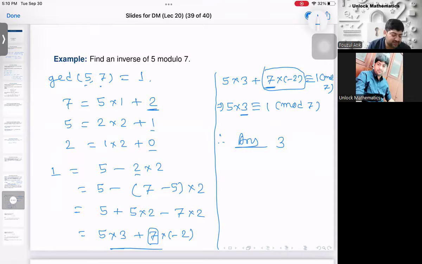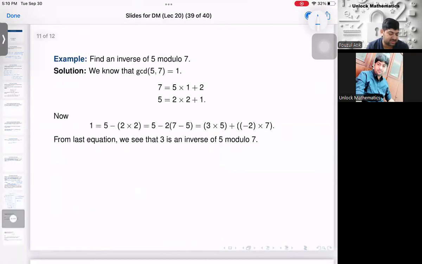The only thing is that you have to check how to ensure that the inverse exists. Whenever the GCD of any two numbers a and n is 1, the inverse of a modulo n always exists. I hope you understand that. If you practice several similar problems, then it will be very clear to you. Up to that, I thought to discuss.